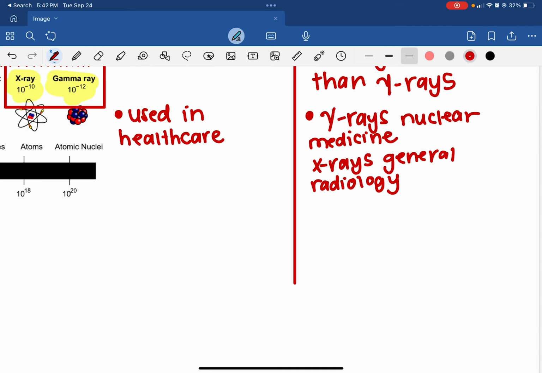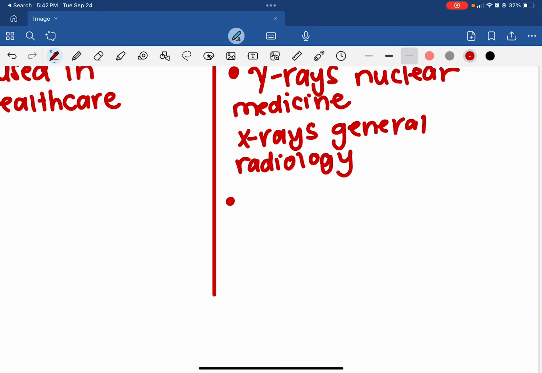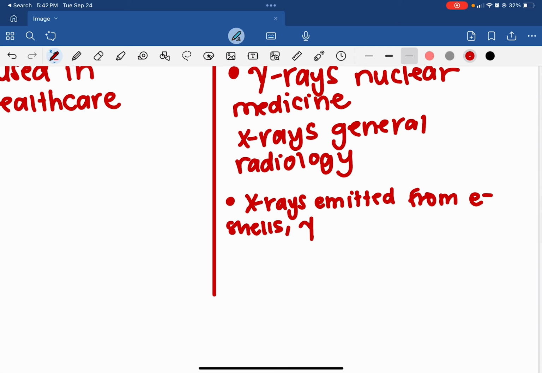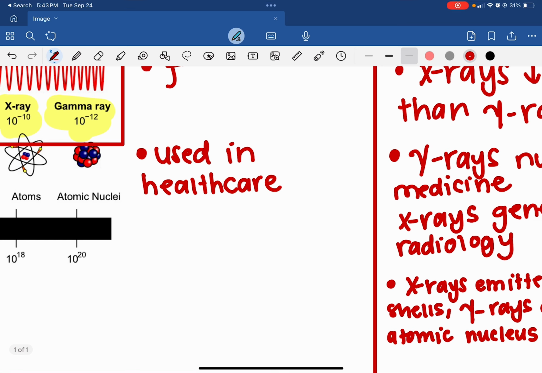So differences here are that X-rays are emitted from electron shells, whereas gamma rays are emitted from the atomic nucleus. And then the most obvious similarity between the two is that they are both electromagnetic radiation.